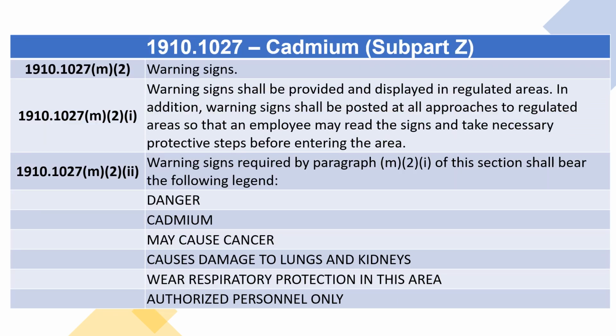1910.1027 M2. Warning signs. 1910.1027 M2 I. Warning signs shall be provided and displayed in regulated areas. In addition, warning signs shall be posted at all approaches to regulated areas so that an employee may read the signs and take necessary protective steps before entering the area.